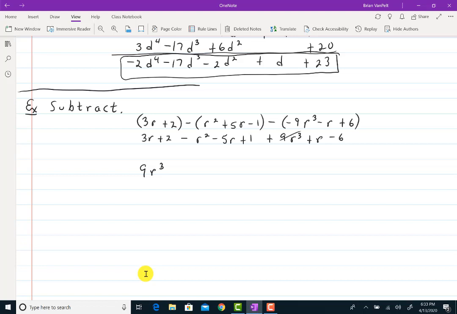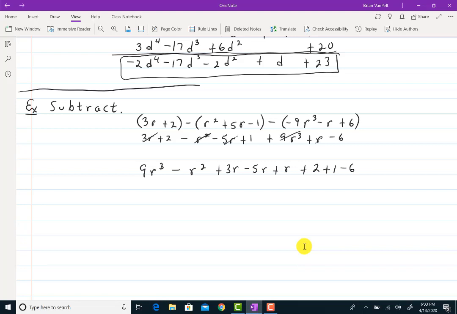I don't see any r squareds except that single negative r squared that was right there. Then the r's, I have a 3r, a negative 5r, and a positive r. So I have plus 3r, negative 5r, plus 1r. So let me slice those off since I've used those up. And then my numbers, I have a 2, a 1, and a negative 6.